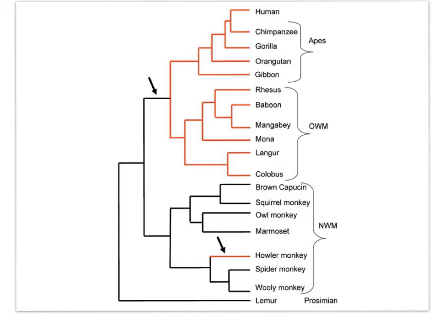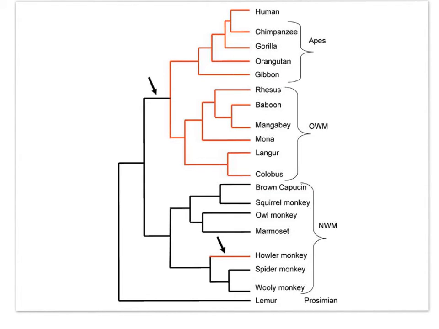So here's a question. Which two species are more closely related, the human and the gibbon, or the orangutan and the gibbon? Now you have to be careful. The human and the gibbon have a common ancestor here, while the orang and the gibbon have a common ancestor here, the same common ancestor.